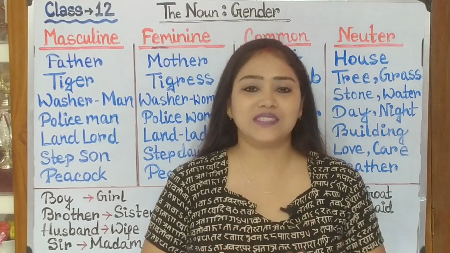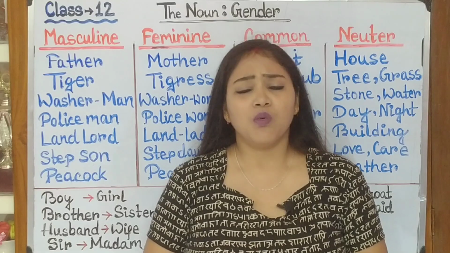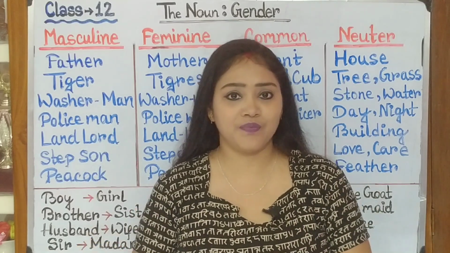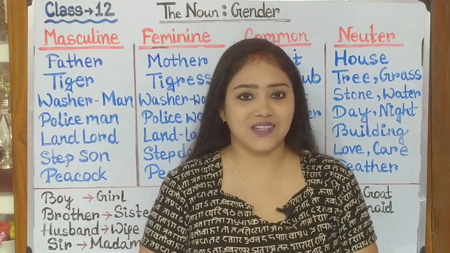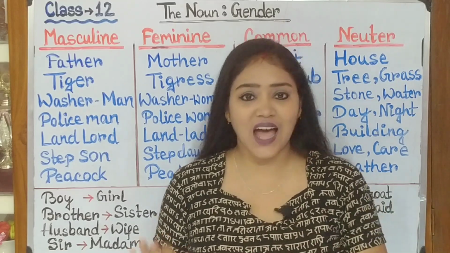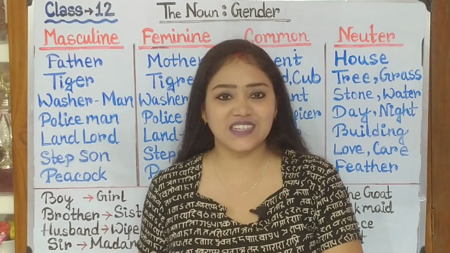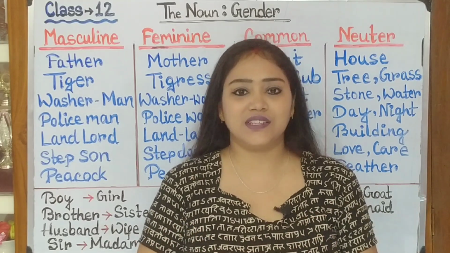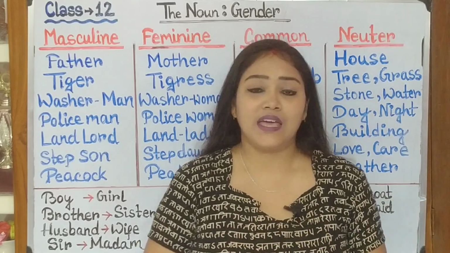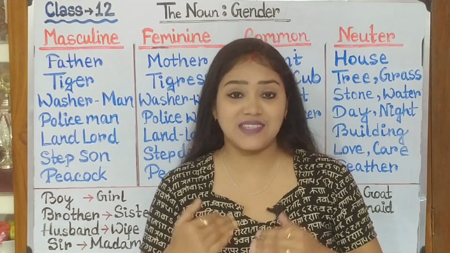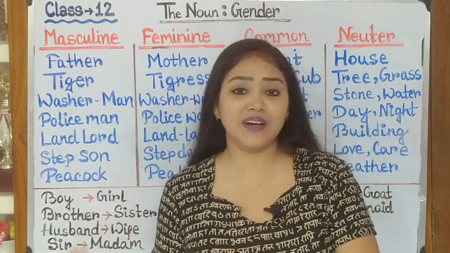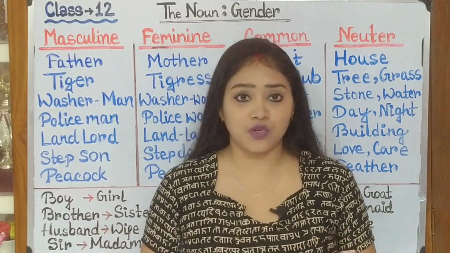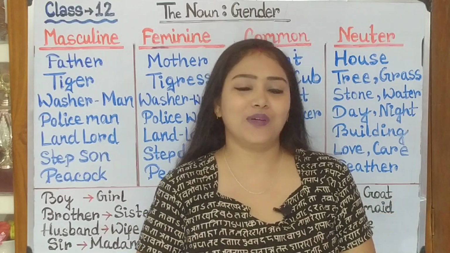Next comes the common gender. Nouns that denote both the male and female community, which are inseparable, are said to be of common gender. For example, baby, child, student, teacher, painter, all these are of common gender, because if I say baby, it may be a boy, it may be a girl. If I say child, it may be a boy, it may be a girl. And the same for the student also. A boy student or a girl student, we don't know. So these are said to be of common gender.